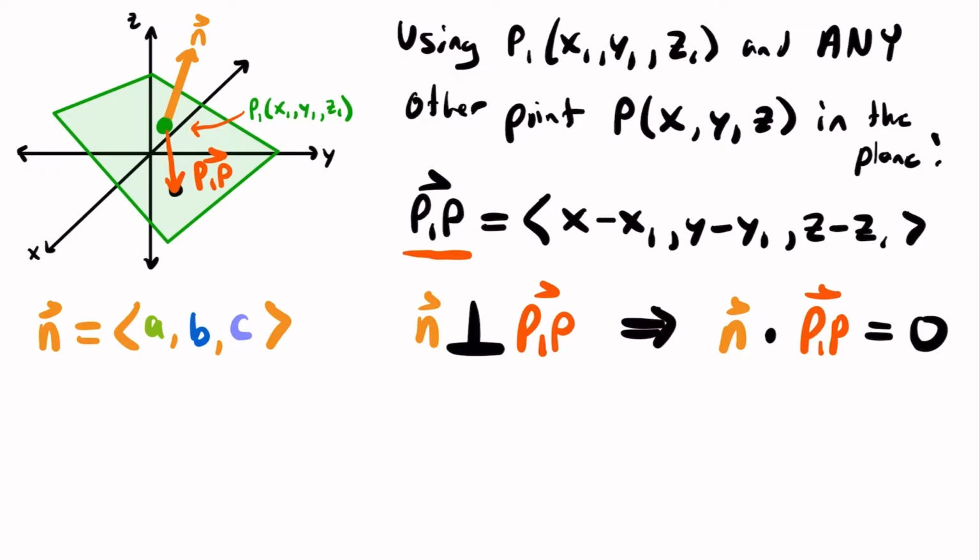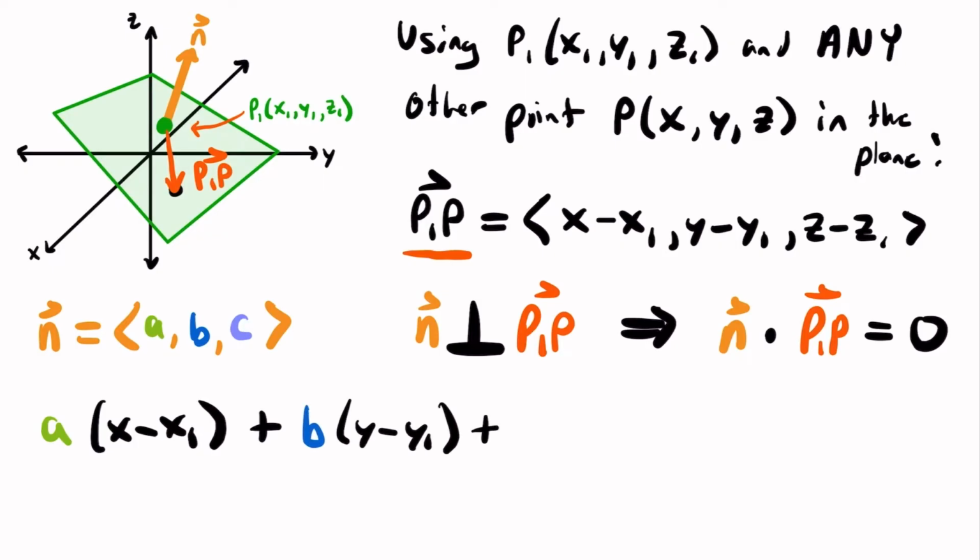And so if we do that, it'll look like this. We'll have a times x minus x1. So let's write that down. We'll have a times x minus x1, and then we're going to add that to multiplying the y components together. So we'll have b times y minus y1. So I'll write b times y minus y1, and then we'll add that to multiplying the z components together. So we'll have c times z minus z1.